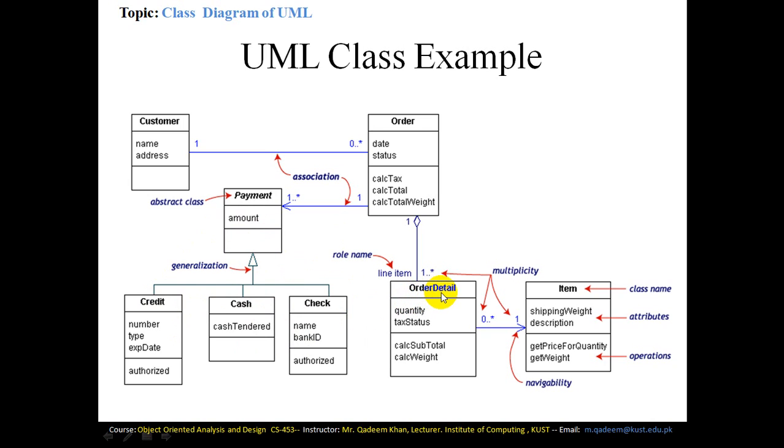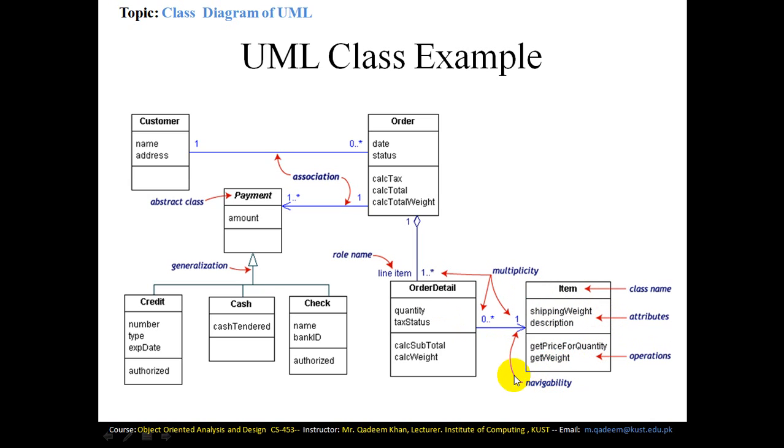Also, we have order detail. Order detail has role name, item name, etc. So order detail is another class having the quantity, tax status, and calculate subtotal. And also we have another class, item. Item has a relation of binary association with the order detail class, and this is the class name, these are the attributes, and these are the operations.